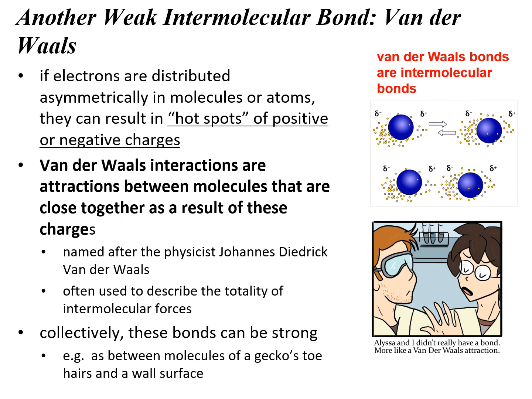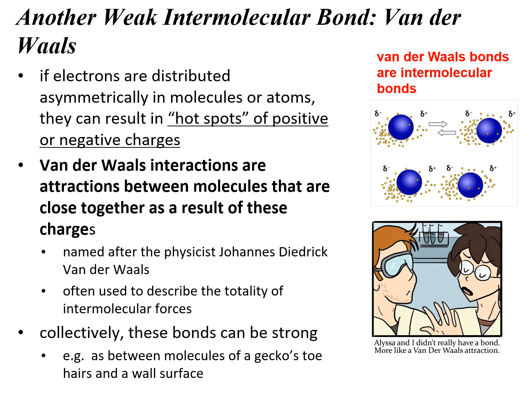If electrons are distributed asymmetrically in molecules, they can result in hotspots of positive or negative charges. Van der Waals interactions are attractions between molecules that are close together as a result of these positive-negative charges. This is another type of intermolecular bond. It's found between molecules. It was actually named after the physicist Johannes Diderik van der Waals. It's often used to describe the totality of weak intermolecular forces.